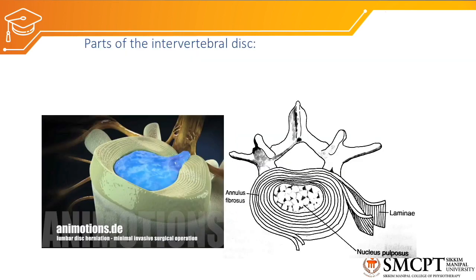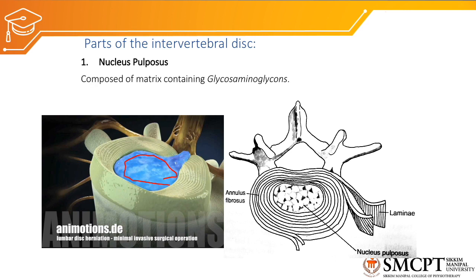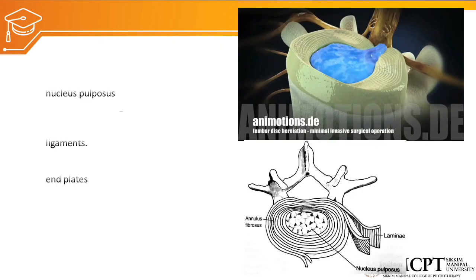The contents of the intervertebral disc are the nucleus pulposus, which is the central body. You can see this is a jelly structure in the central part of the intervertebral disc called the nucleus pulposus. The nucleus pulposus is composed of a matrix containing glycosaminoglycans. These link together to form proteoglycans, which attract and retain water.